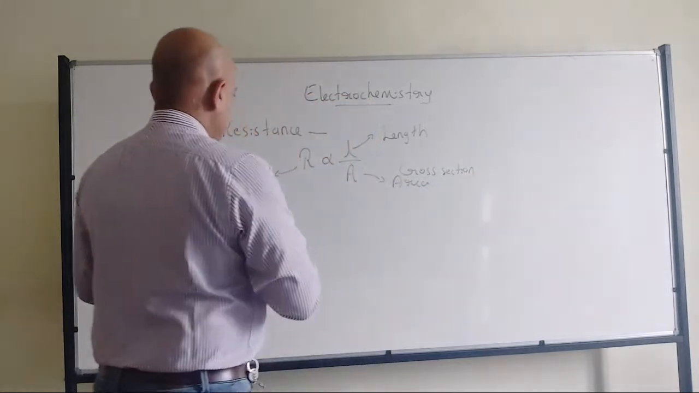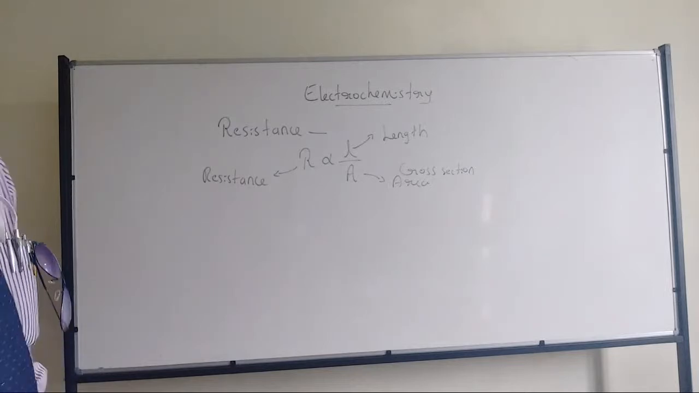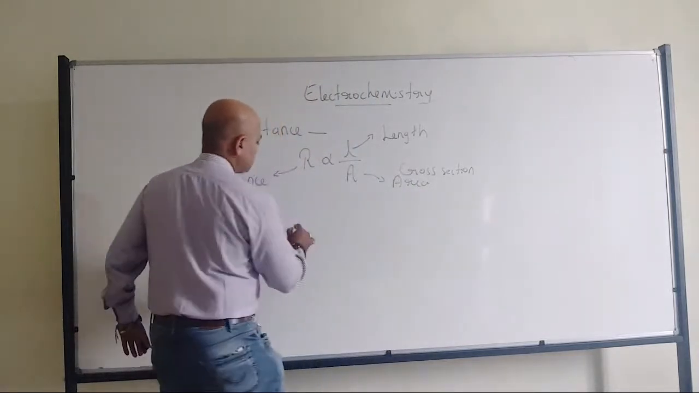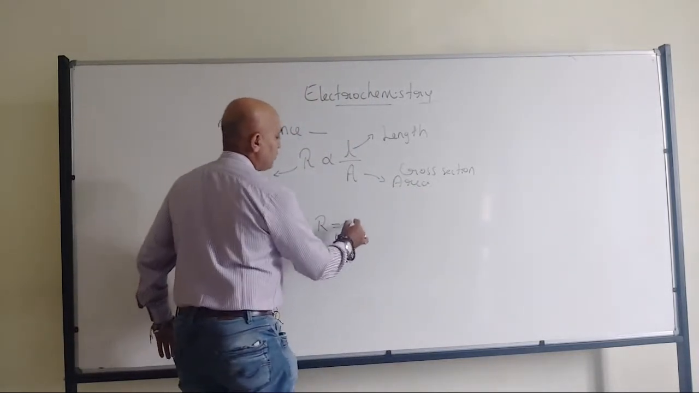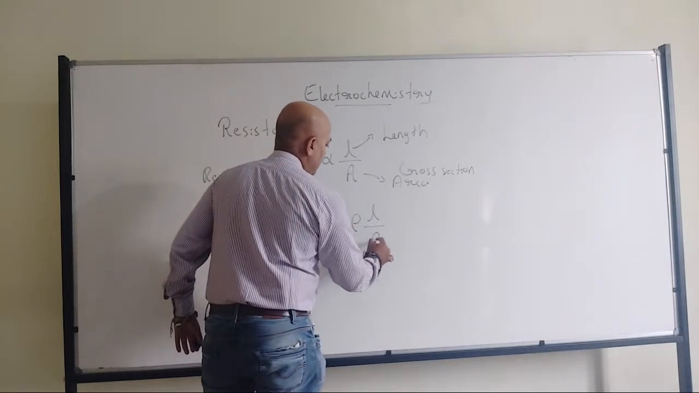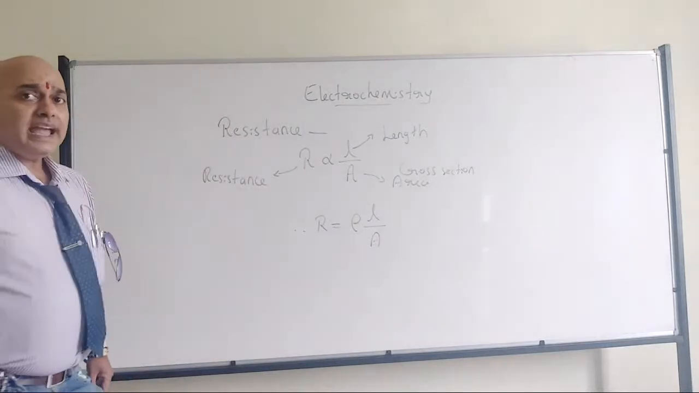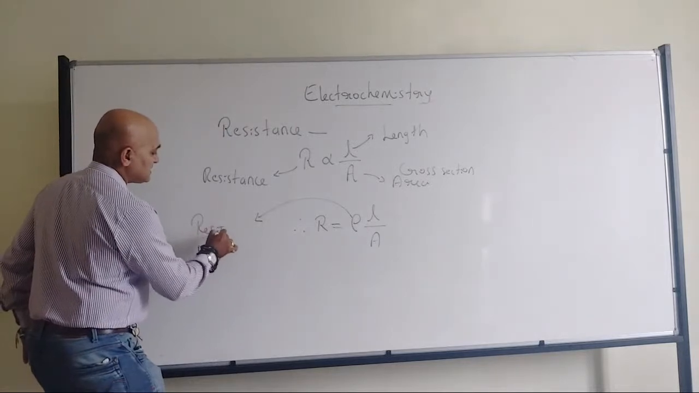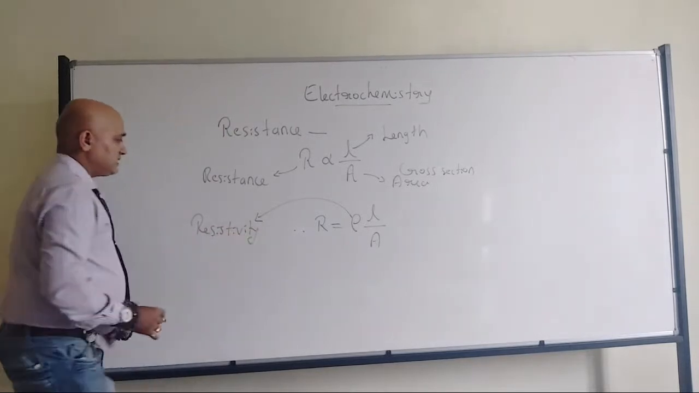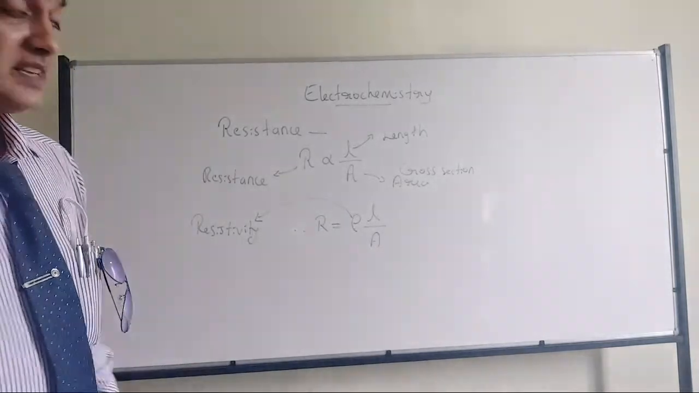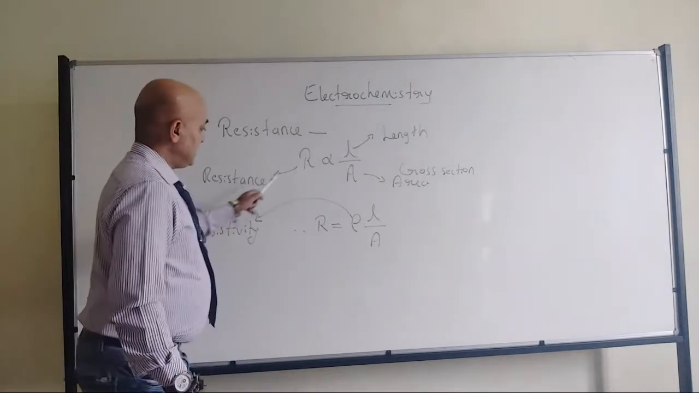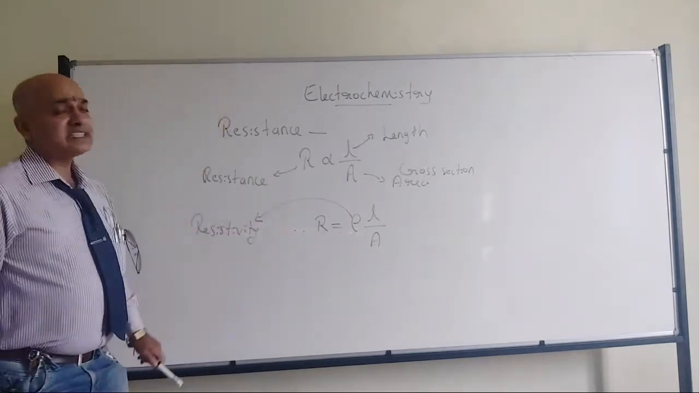So that's where we have the different terminology. R is proportional to L by A. Now the same thing I can also write as R is equal to rho into L by A. What is rho here? Rho here is nothing but resistivity. So resistance and resistivity are different terminologies. They are related to each other, but they are different. R is resistance and rho is resistivity.